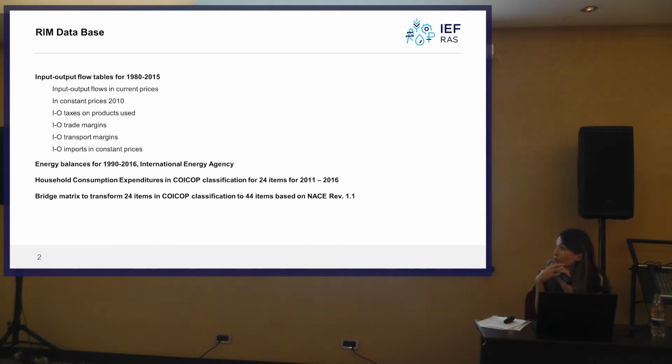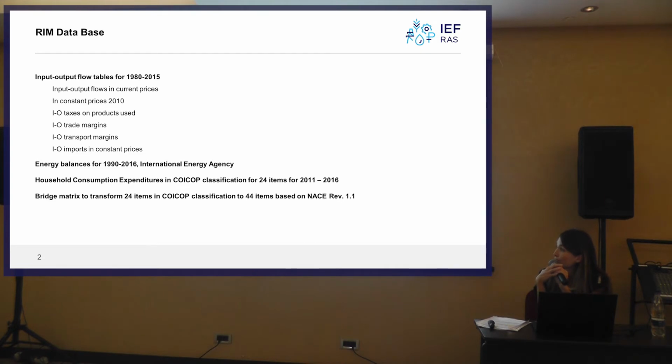RIM has also a new statistical database on household consumption expenditures in classification of individual consumption by purpose for 24 items plus net purchases abroad for 2011-2016 data. These data were published by Rosstat last August as a part of national accounts of the Russian Federation.